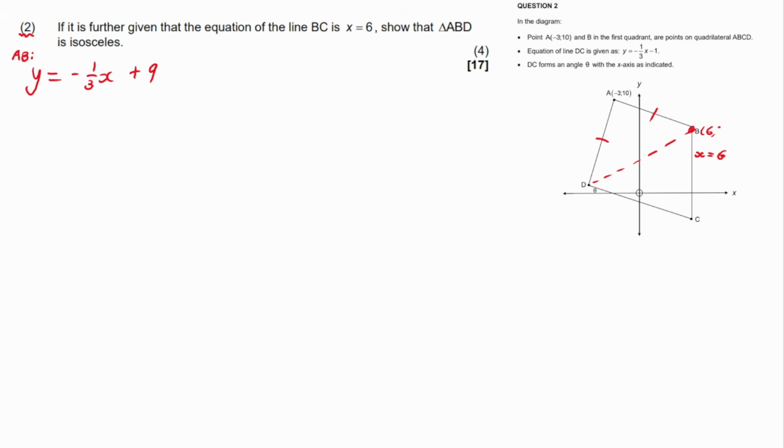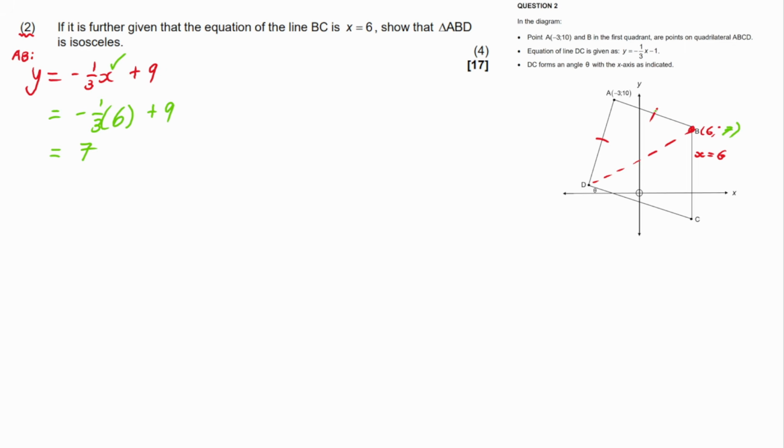So we do know this x value, so we can determine the y value of B. If we plug this in, minus 1 over 3 x plus 9, that gives us what? Negative 2 plus 9, which is 7. So we know the coordinates of B are (6, 7). Sorry about the different colors there. But yeah, (6, 7), those are the coordinates of B.